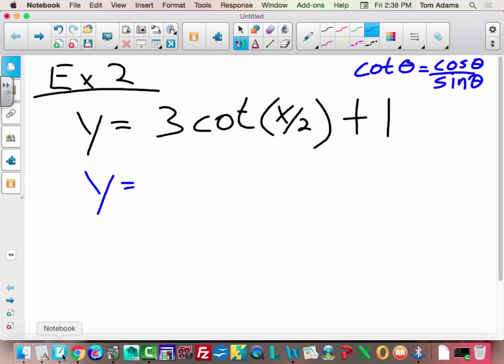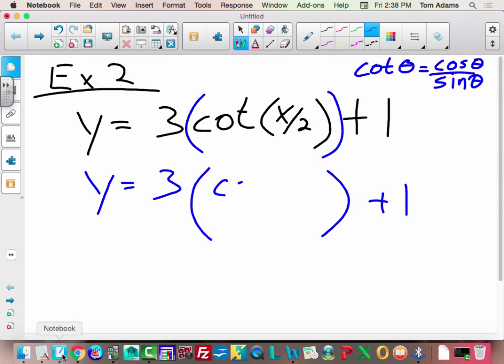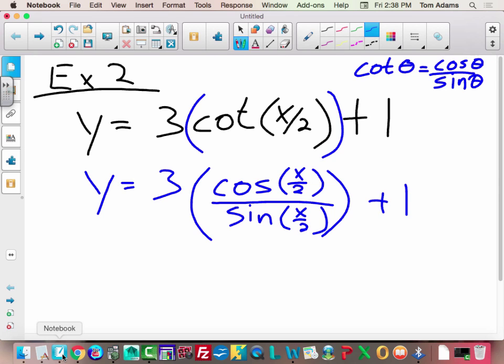So y is equal to 3. This is what I need to replace, right? So what do I put in the parentheses? Yeah, so it's cosine over sine. We know that. But what do I put in the parentheses? Yeah, it'd be x over 2 for both of them. The exact same, like this.